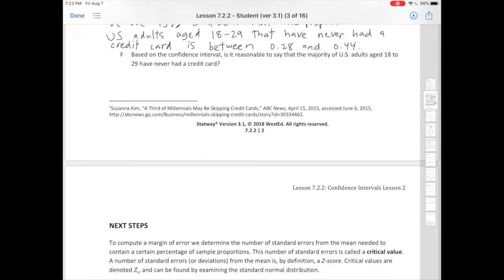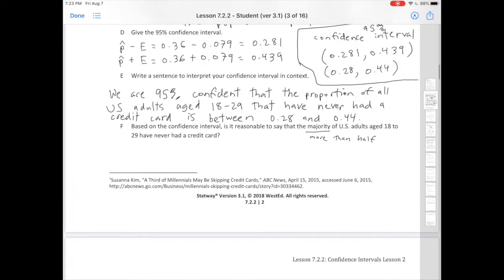Okay, let's look at part F here. It says, based on the confidence interval, is it reasonable to say that the majority of US adults aged 18 to 29 have never had a credit card? What does majority mean? Majority means more than half. Is it reasonable to say that more than half have never had a credit card? Well, not really, because look at the confidence interval. The confidence interval goes from basically 28% to 44%. So it's not reasonable to say that more than half. That's definitely less than half, no matter which number you pick in there, right?